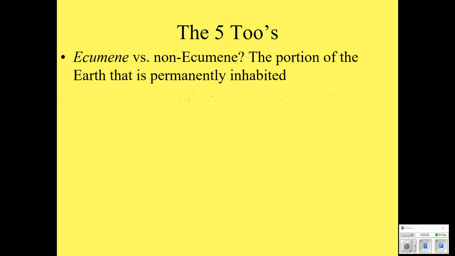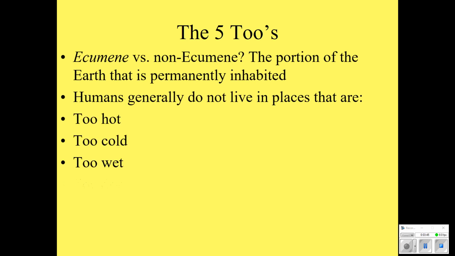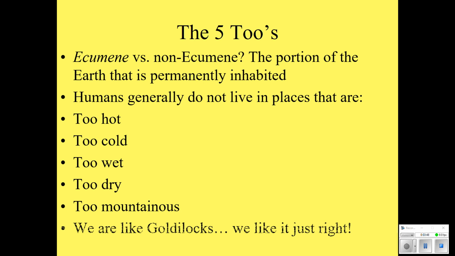Remember, of course, the 5 twos. And we've talked about this several times in class throughout the year. Generally, people don't live where it's too hot, too cold, too wet, too dry, or too rocky. We're like Goldilocks. We like things to be temperate, just right. So that's why you see a lot of population around the 40-degree latitude mark. Not a lot of people north or south of 60 degrees latitude, because those are your polar zones. Not a lot of people along the equator. Not even all that many people in the tropics, because generally too hot, too wet.